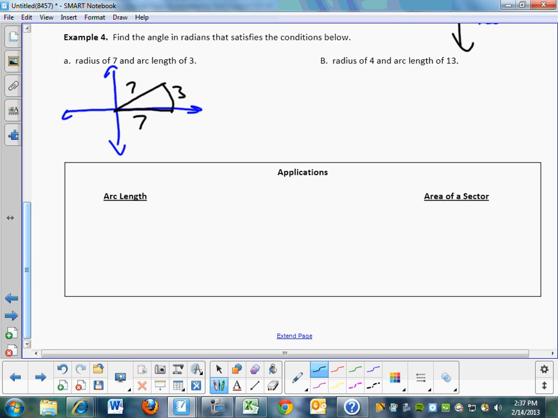True or false? That is more than 1 radian. A radian is when I have 1 full radius stretched on the arc. Do I have a full radius here? No. Do I have even half of a radius? No. Guess how much of a radius I have? 3/7 of a radius. I will show you.